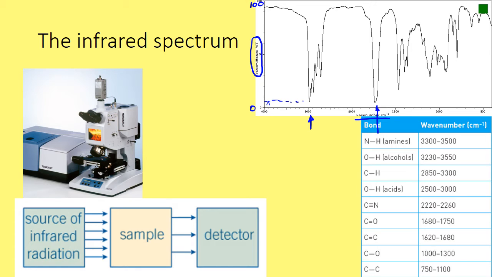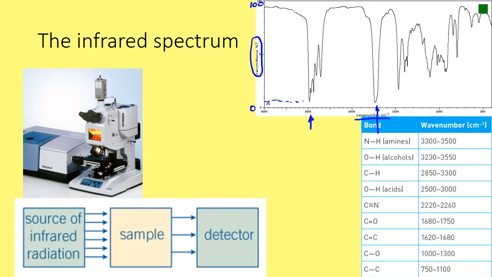All right, so you get a table such as this. Okay, so we've got all the bonds in the left-hand column there, and we've got the wave numbers that are absorbed by those particular bonds. And it varies a little bit from molecule to molecule because it does depend on the adjacent bonds as well, and that's why there's a range there.